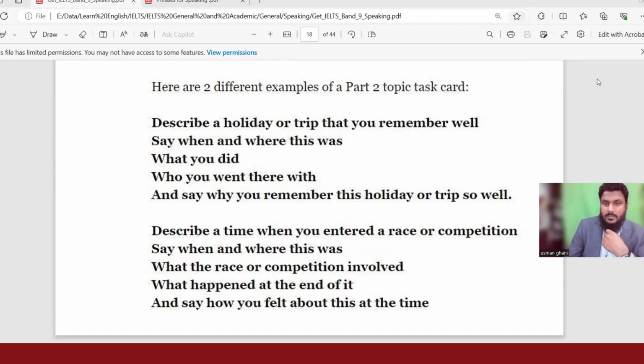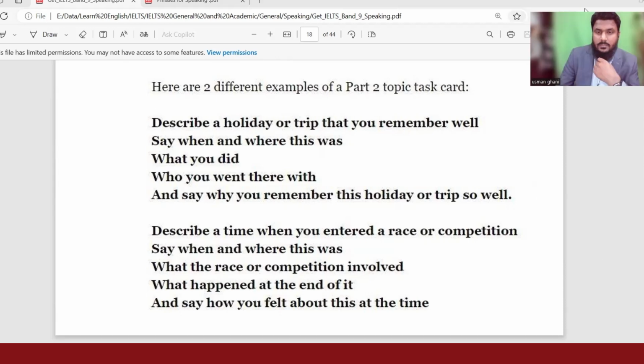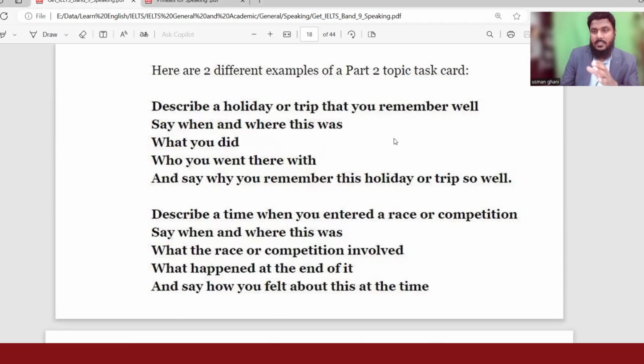Here are two different examples of our Part 2 topic task card. Describe a holiday. Here are two different examples of a Part 2 topic task card.